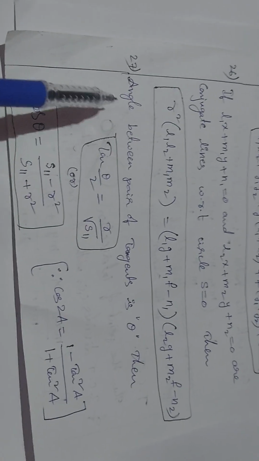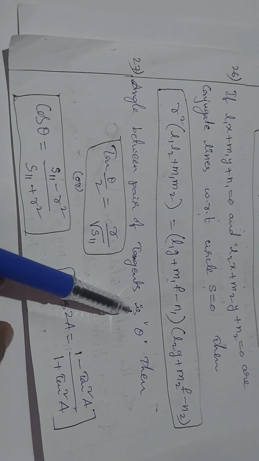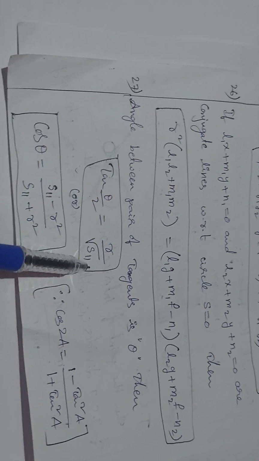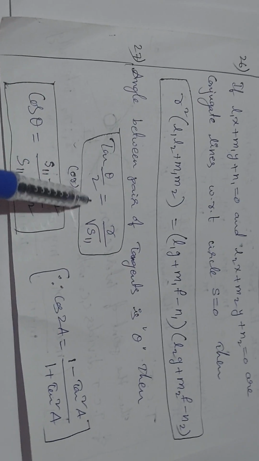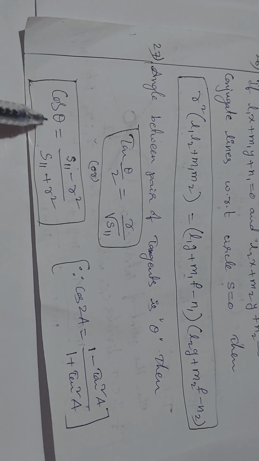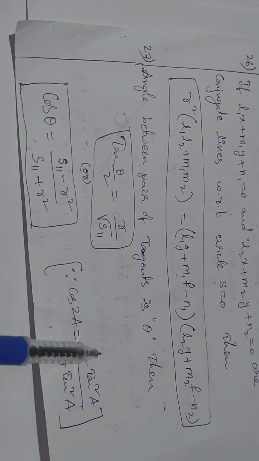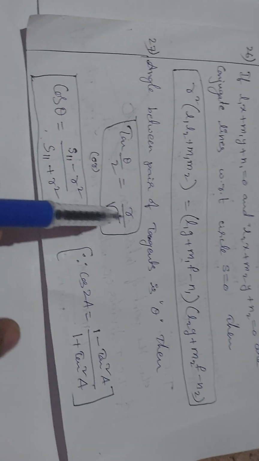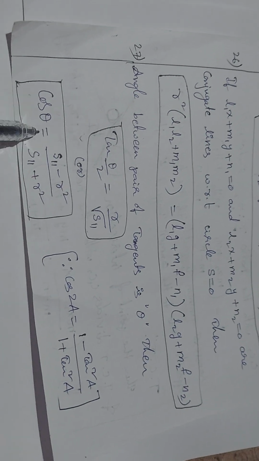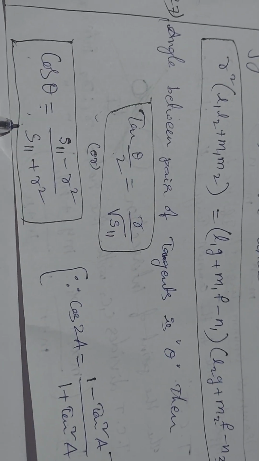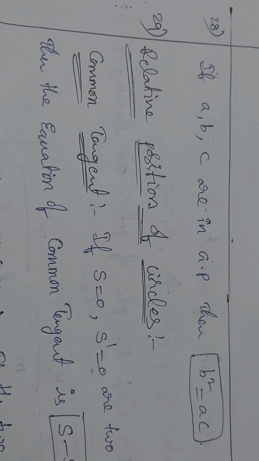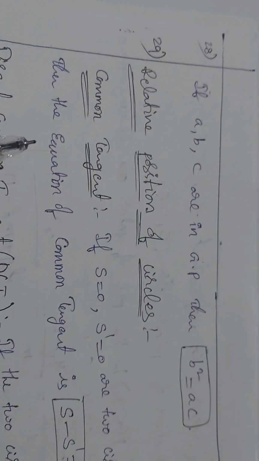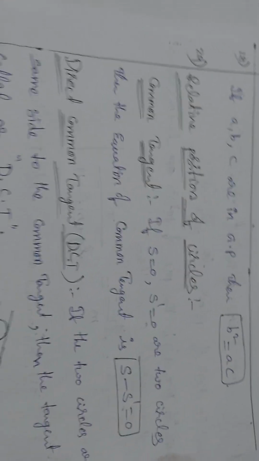Next, important 4 marks. If the angle between the pair of tangents is theta, then tan(theta/2) is equal to r divided by the square root of S11. After that, we have to use the cos theta formula also: cos theta is equal to (1 minus tan square(theta/2))/(1 plus tan square(theta/2)). Otherwise, directly we can use this formula: cos theta is equal to (S11 minus r square)/(S11 plus r square). If a, b, c are in GP, then the condition is b square is equal to ac. In LAQ it will be used. Next.